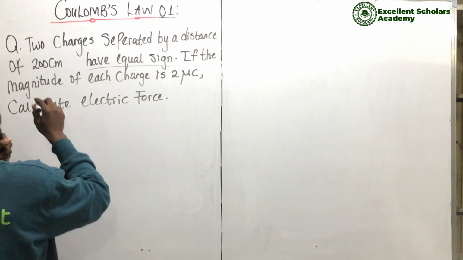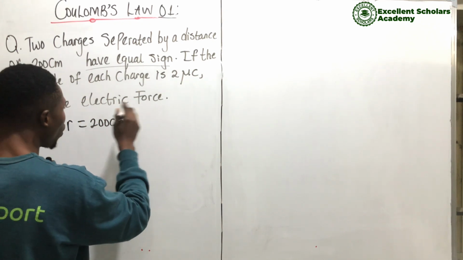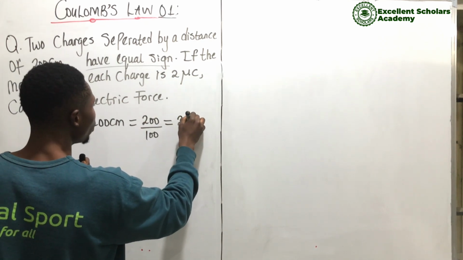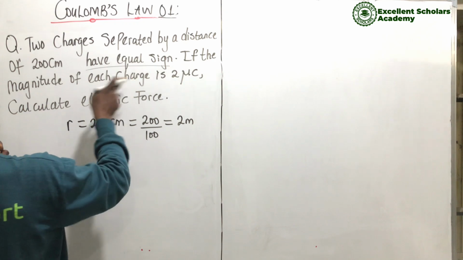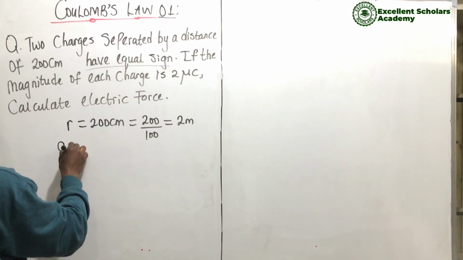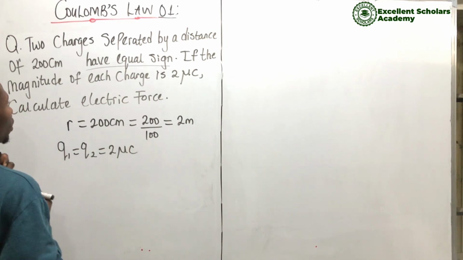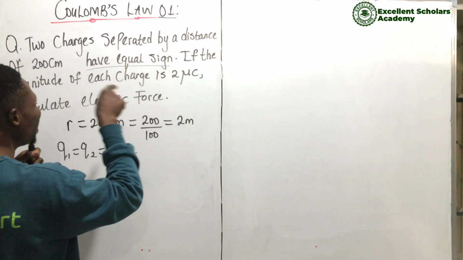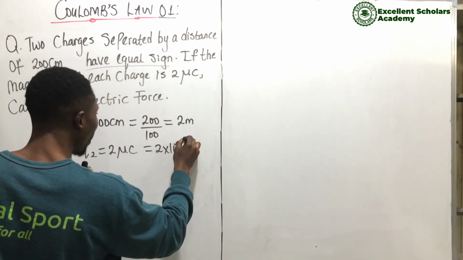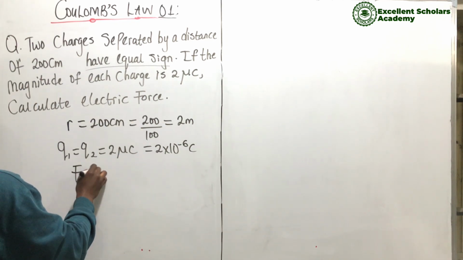So we are told that the distance between them, r, is 200 centimeter, and we have to convert this to meter. That means we have to divide it by 100 to convert it to meter. So this gives us 2 meter. Okay, so if the magnitude of each charge is 2 microcoulombs, that means q1 is equal to q2 is equal to 2 microcoulombs, which is equivalent to 2 times 10 to the power of minus 6 coulombs. Now, calculate the electric force. That means we are looking for the electric force.